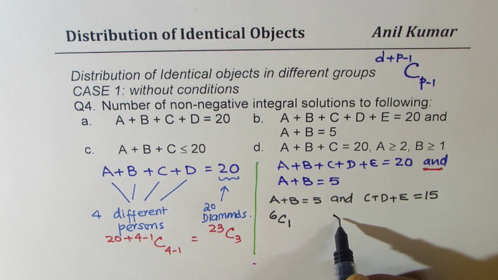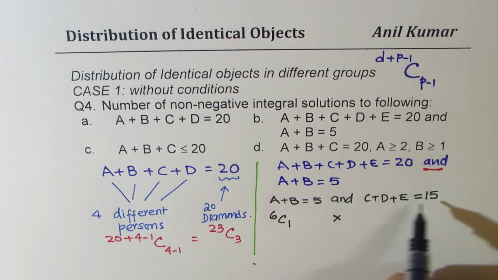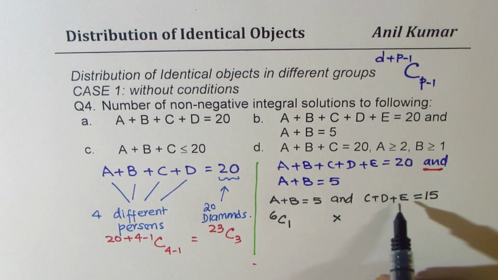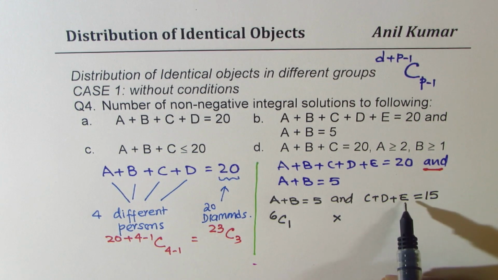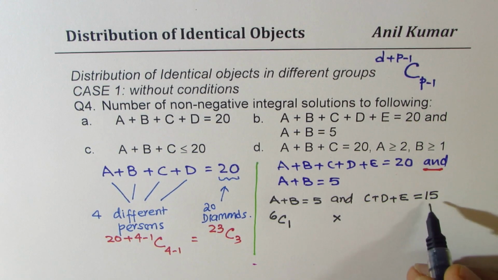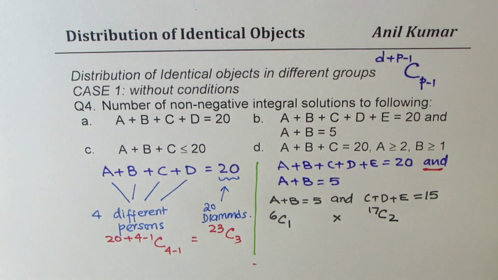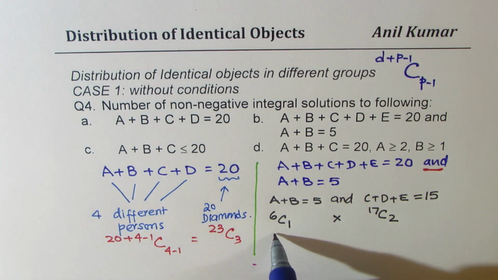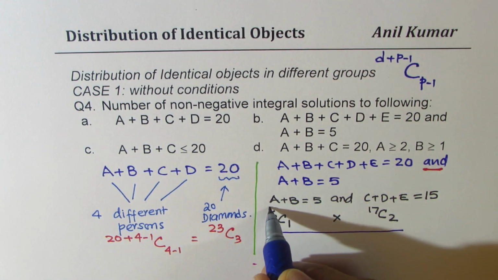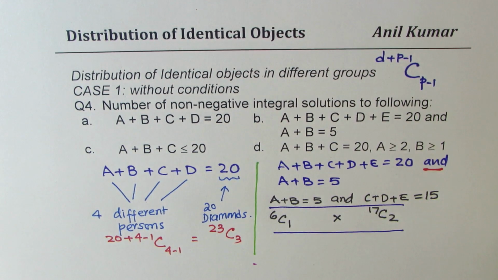And it means multiply. And this is 15 diamonds, 3 persons, which means 2 separators. So 15 plus 2 is 17, C2. You get the idea. So the solution of the second equation is 6C1 times 17C2. Does it make sense to you? That becomes the solution for the second equation. I hope you're appreciating it, it is that good.